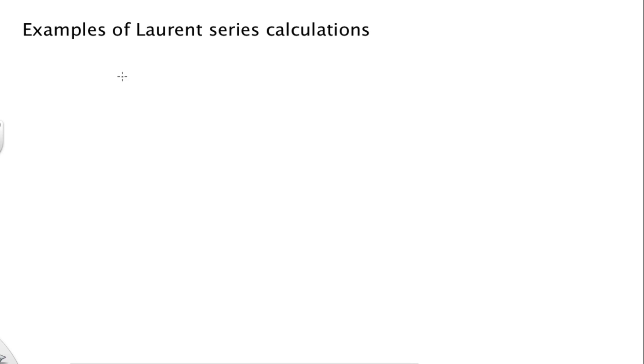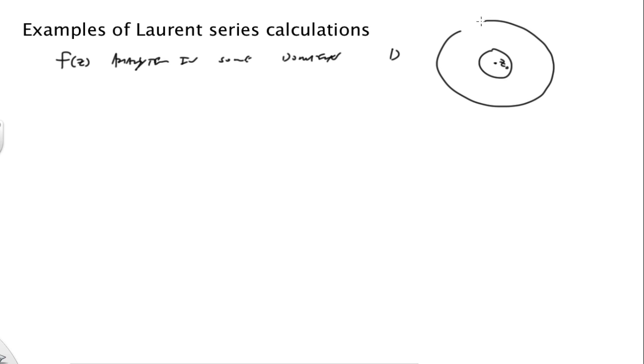Hello and welcome. Today we're going to be doing some examples of Laurent series calculations. Let's briefly write down what the Laurent series is. If I have a function f of z that is analytic in some domain D, and that domain may be nearby a point of non-analyticity. So you have some point z naught where you're having trouble, and then of course the domain D is there.